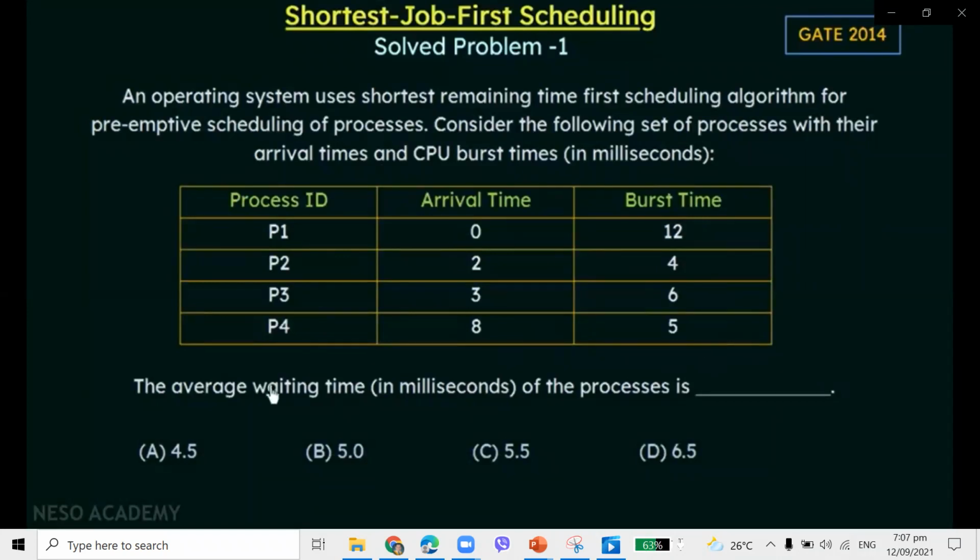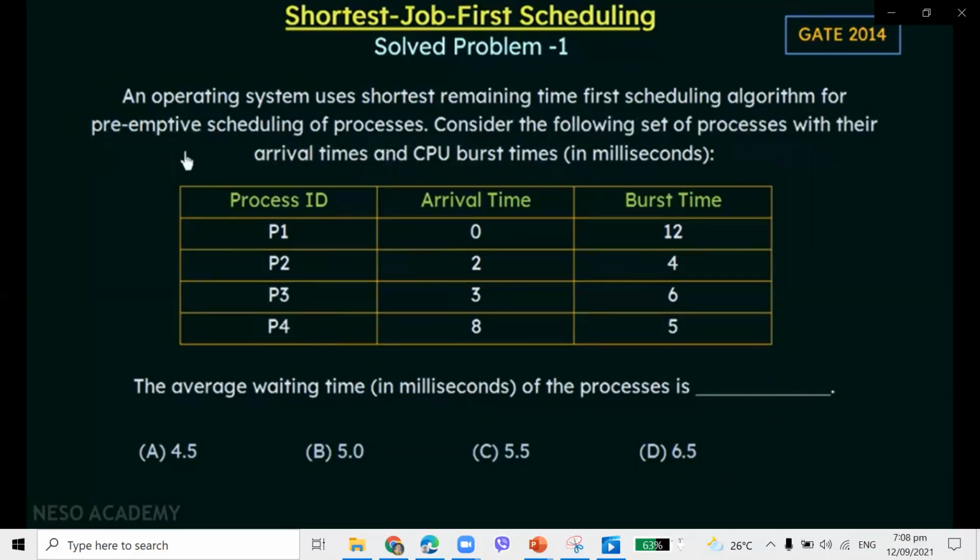Now the question is, the average waiting time in milliseconds of the processes is blank. So we are supposed to find out what is the average waiting time of these processes. And we have 4 options: A 4.5, B 5.0, C 5.5, and D 6.5. So let's see how we can solve this and how we can find the average waiting time for these 4 processes if they are using shortest remaining time first scheduling algorithm for preemptive scheduling of processes.